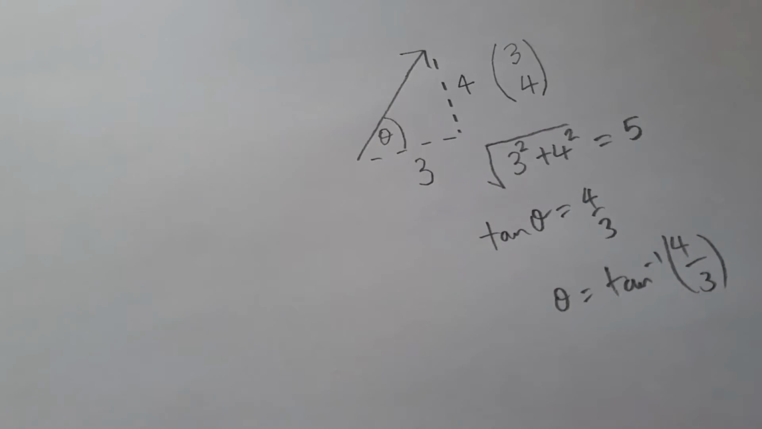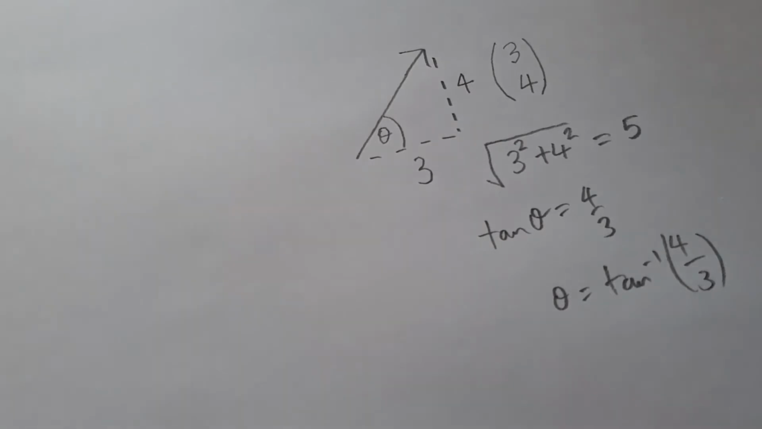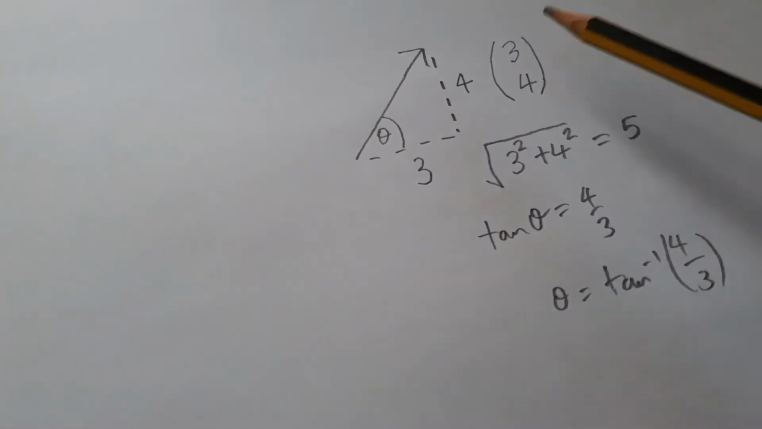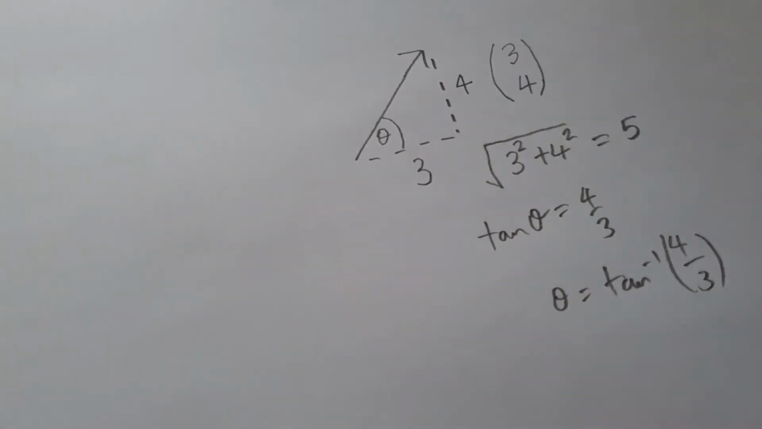So here what we have is a vector with 3, 4. 3 meaning 3 units on the x-axis and 4 on the y-axis. So 3 across, 4 up. So the notation is (3, 4). And then to work out the size, you would work out using Pythagoras.